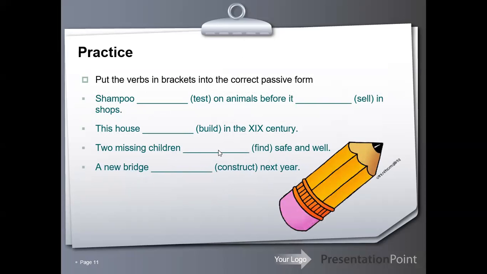Now, let's practice a little bit. Vamos a practicar, ¿ok? Creo que muchas veces tanta explicación nos termina confundiendo y es mejor practicar.